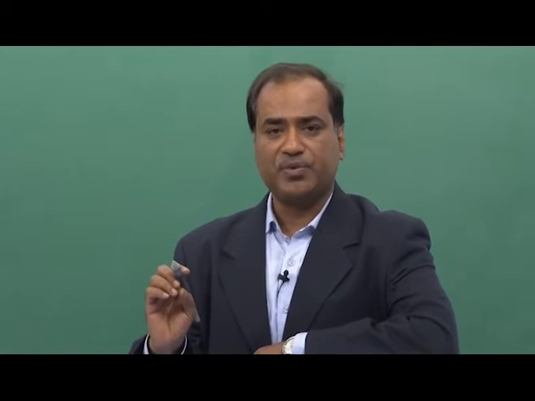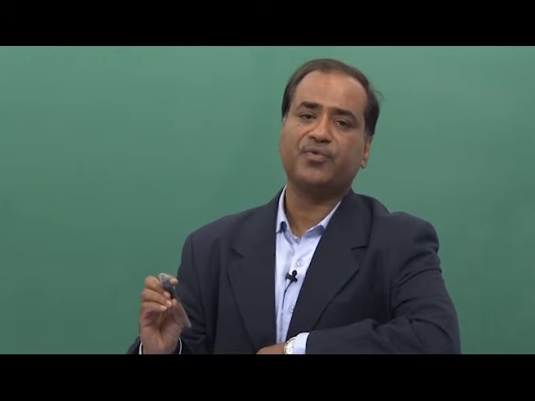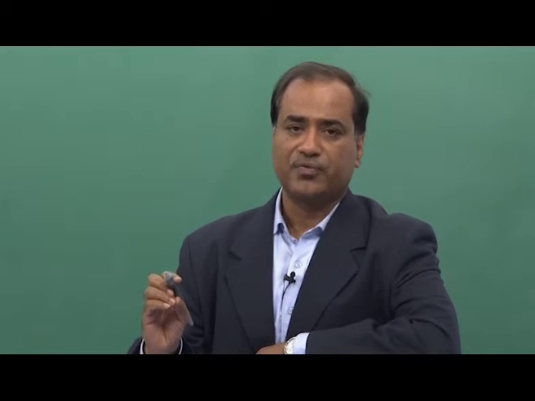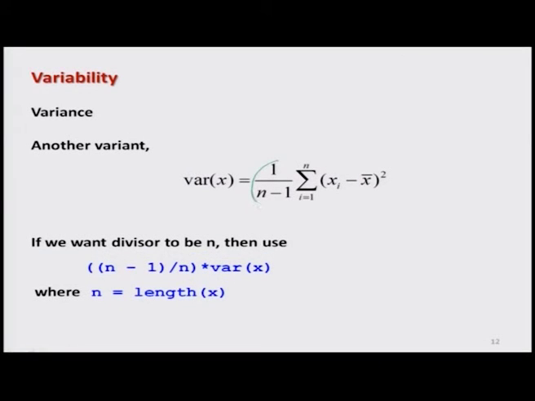One thing which we have to be cautious about is that in statistics there is another variant of variance, and in this variant the divisor is 1 upon n minus 1, whereas in the earlier case this was 1 upon n, summation i goes from 1 to n, xi minus x bar whole square. So, in many situations we want to use this format.